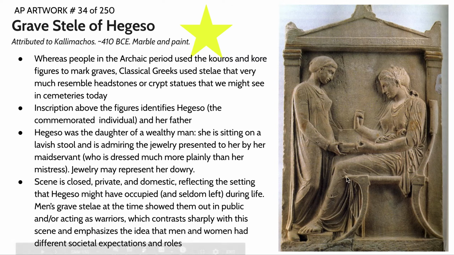So this figure right here is probably a slave or a servant. A lot of people tend to interpret this statue as these two being friends or associates, but they're not really looking at each other. Hegeso is only looking at her jewelry. The servant is not portrayed as being important to her.